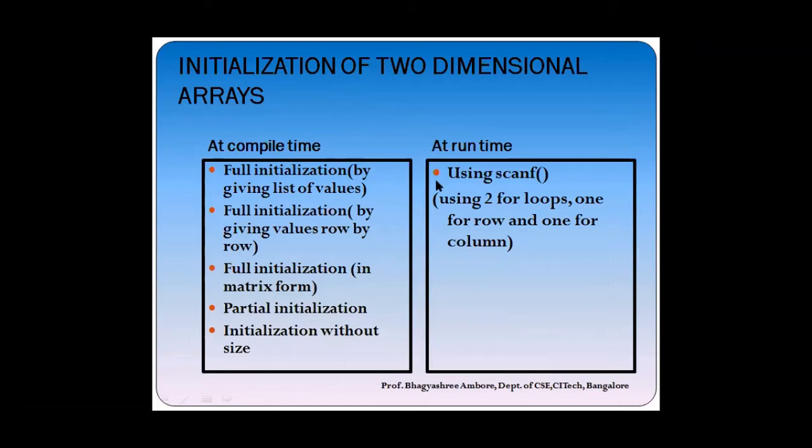Now again, there are two types of initialization. One is compile time initialization, another one is runtime initialization. During the compilation process, the compiler assigns the values to each element in the array. At runtime, it asks the user to enter the values. After entering, it scans, reads, and assigns to each location. There are a total of 5 ways of assigning the values at compile time. We'll start one by one.